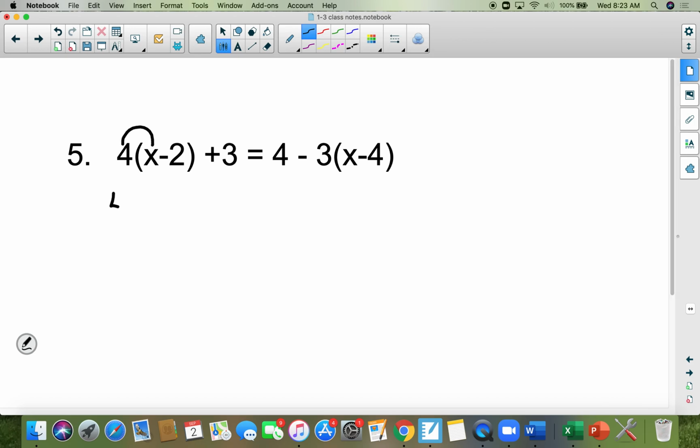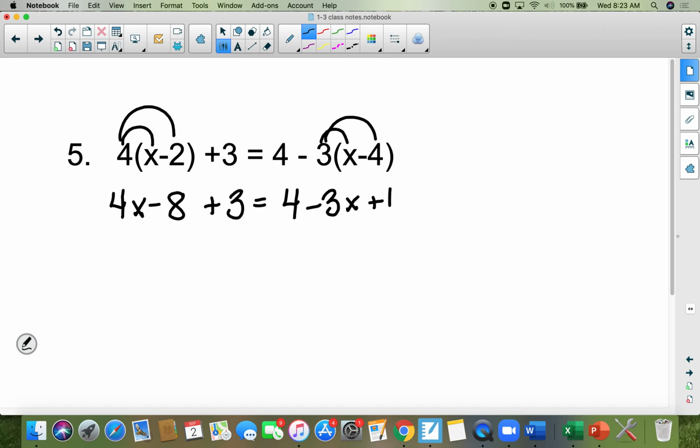Four times x is 4x. 4 times a negative 2 is a negative 8, plus 3 equals 4 minus 3x plus 12. 4x minus 5, because I put these two together to make a negative 5, and a negative 3x plus 16, I put the 4 and the 12 together to make 16.